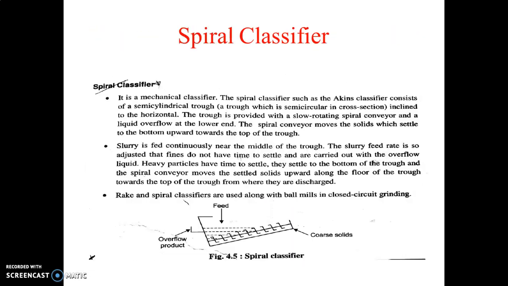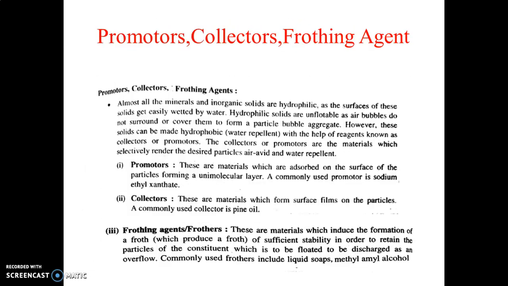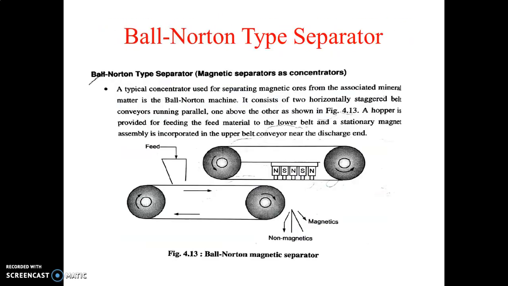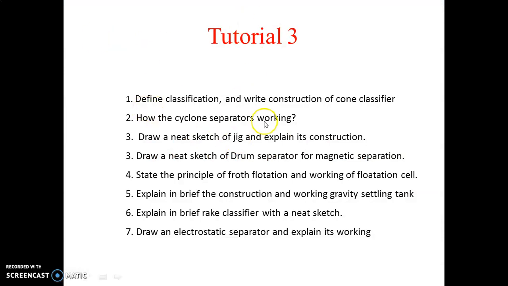Then I have posted one tutorial in your Google Classroom. These are the questions of this tutorial. The first question is define classification and write the construction of the cone classifier. We have to define the classification process and write the cone classifier. Then, how do cyclone separators work? You have to write the working principle of the cyclone separator. Then draw a neat sketch of the jig, that means the hydraulic jig, and explain its construction.